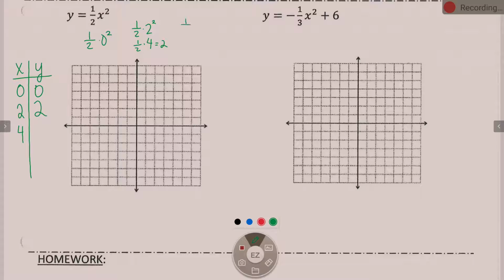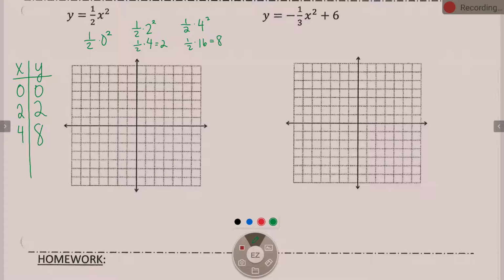And then we're doing 1/2 times 4 squared. 8. Because 4 squared, 4 times 4, is 16. And half of 16, so 16 divided by 2, if you will, is 8.